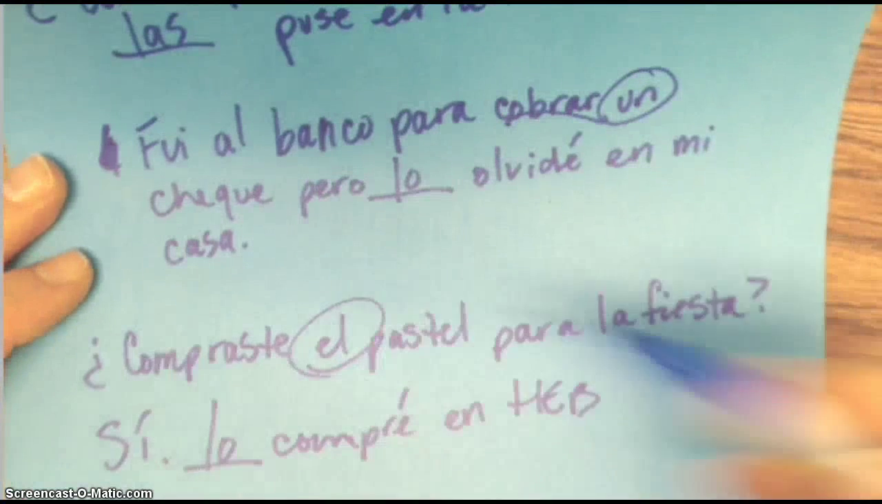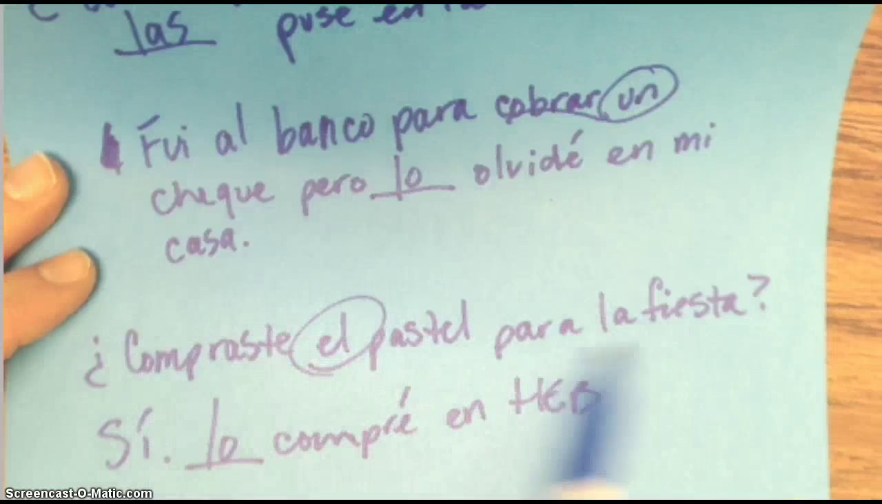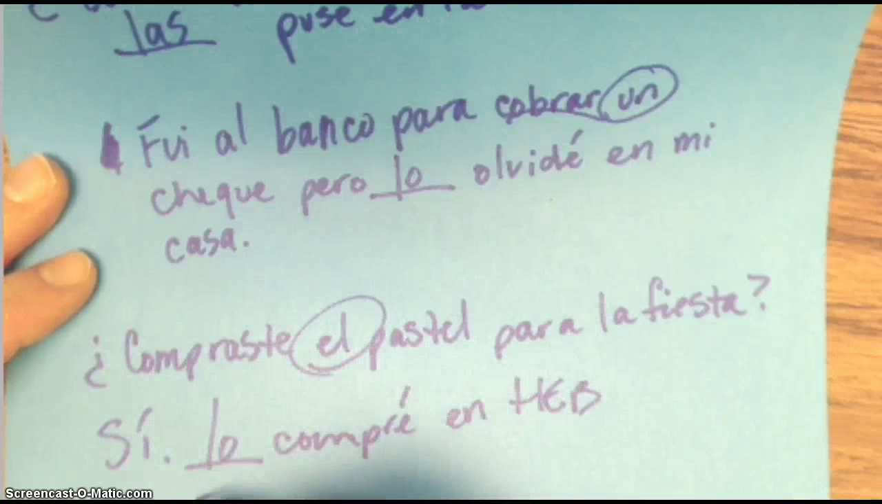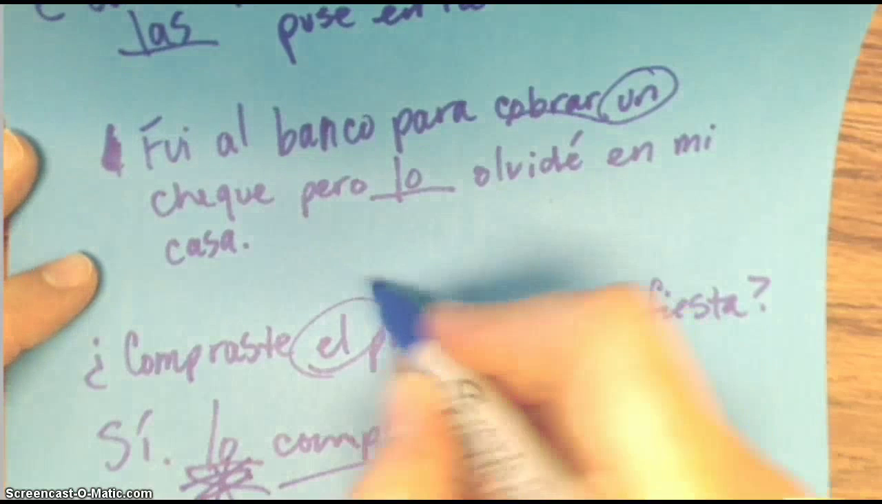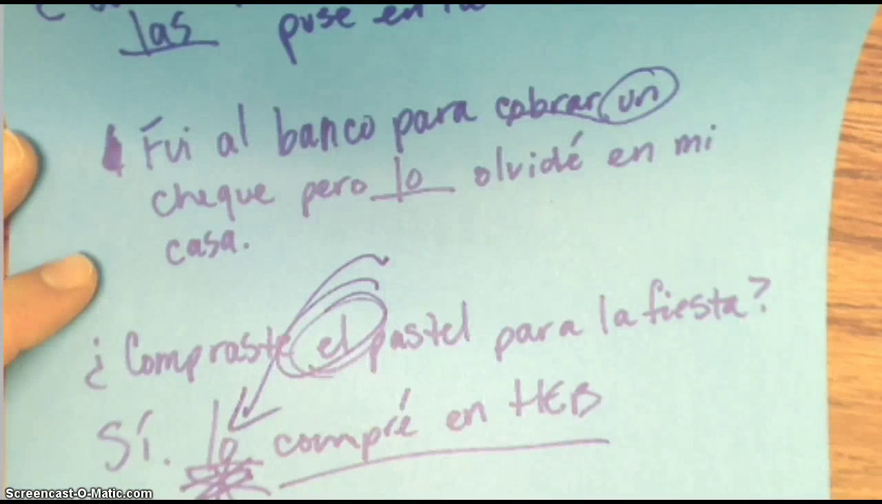Now you can always go back and translate this sentence. Did you buy the cake for the party? Yes, I bought it in HEB. Or you can just go with the first article, and that's probably right. All right, so that's it on direct object pronouns. Let's move on to commands, your best friend.